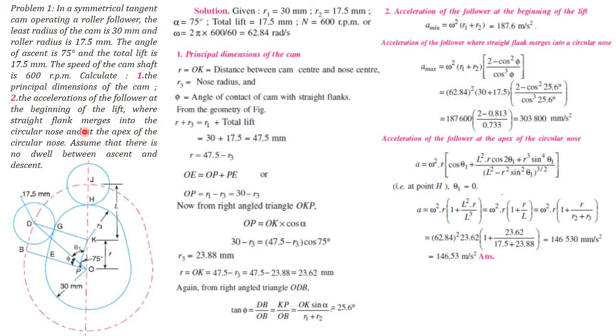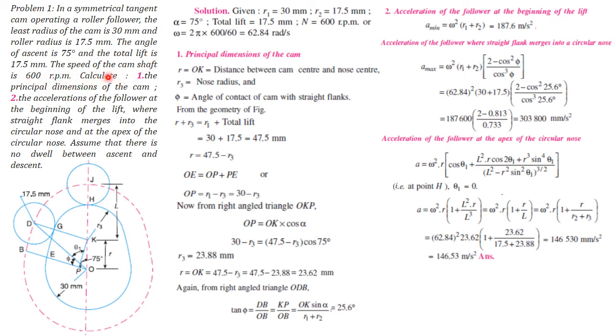Now the angle of ascent is 75 degree and the total lift is 17.5 mm. So the maximum angle turned during ascent is given to us as 75 degree, that is alpha, and the value of total stroke during ascent is 17.5 mm. So total stroke or lift is given to us, and the speed of the camshaft is 600 rpm.